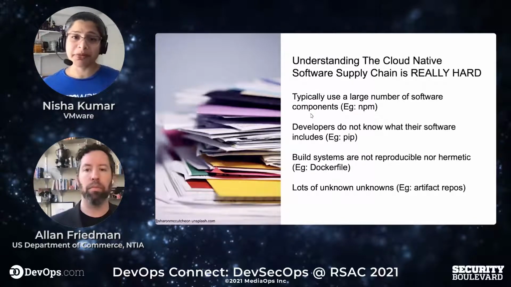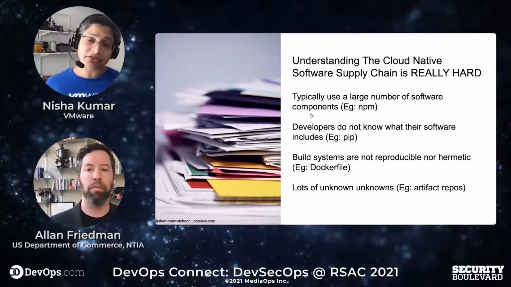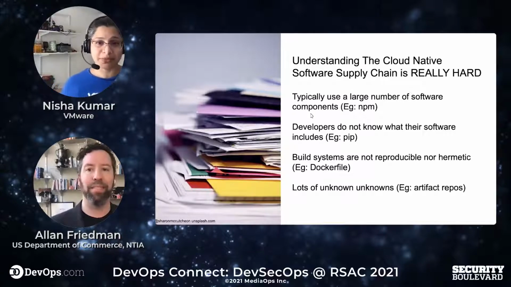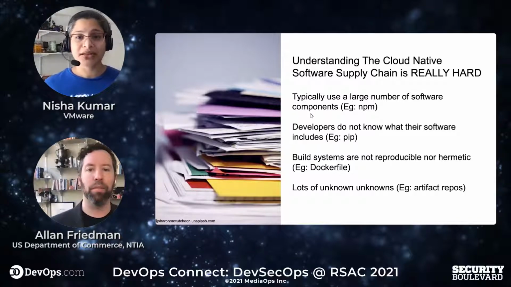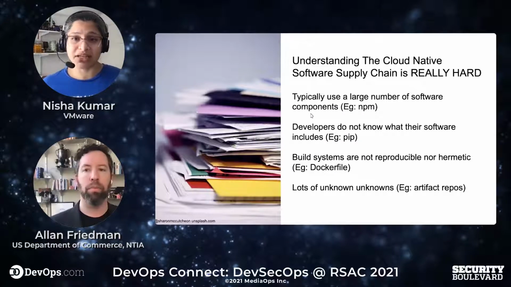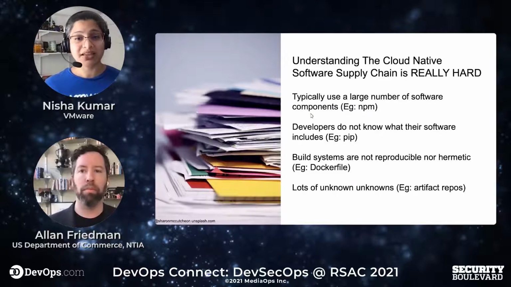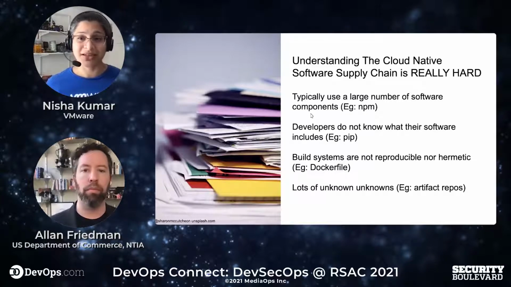For example, pip packages may contain precompiled binaries that are required for the Python application to run, but you would never know this because they don't show up when you list all the packages using pip freeze. The build systems are not reproducible, and they're not hermetic, meaning they talk to the internet at build time, thus making the builds non-deterministic. Dockerfiles are a good example of this paradigm.